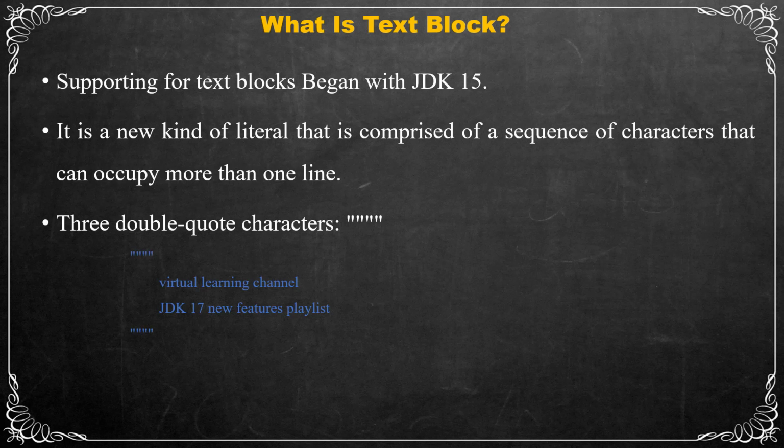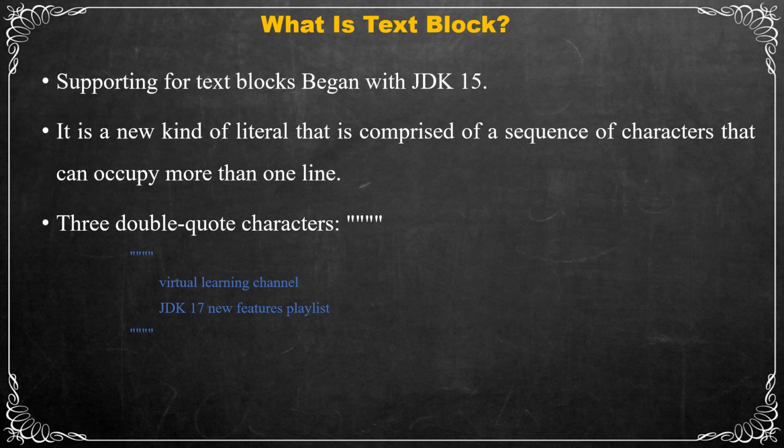Specifically, a text block begins immediately following the new line after the opening 3 double quote characters. So the line containing the opening delimiter must end with a new line. The text block begins on the next line. A text block ends at the first character of the enclosing 3 double quote characters.